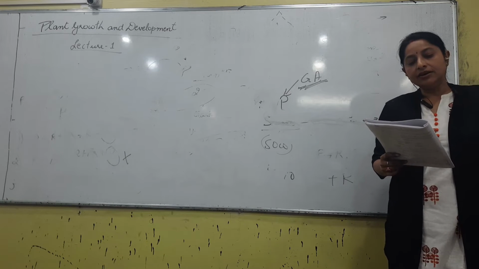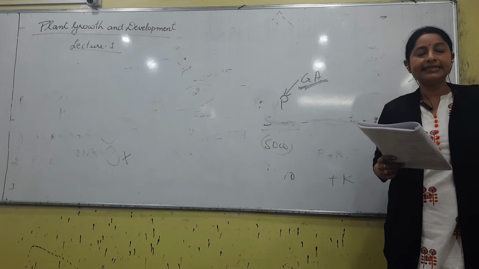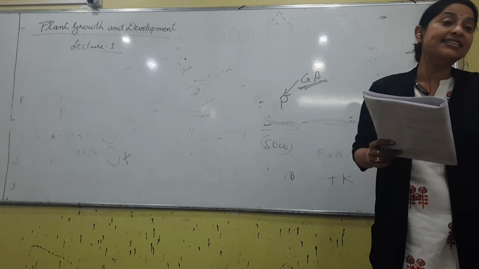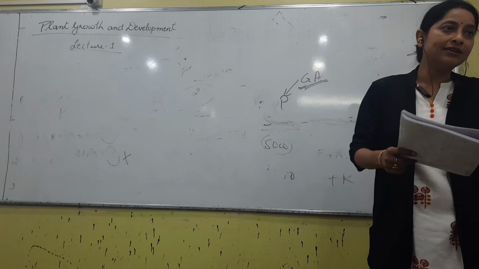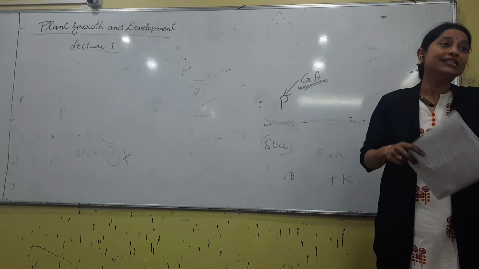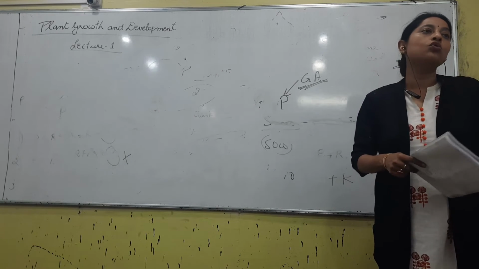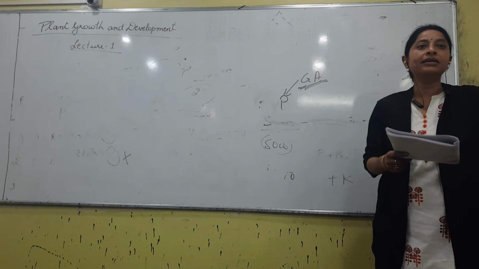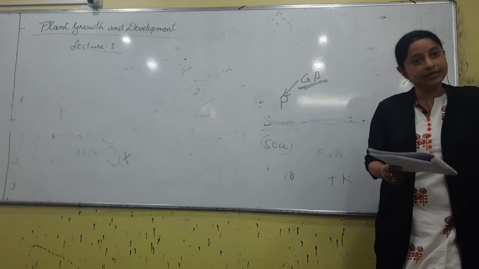Next, Went isolated auxin from the coleoptile tip of Avena sativa. What is auxin? A hormone. Who discovered it? Went. In which plant? Avena sativa. What is Avena sativa? Oat. The scientific name of the oat plant is Avena sativa.